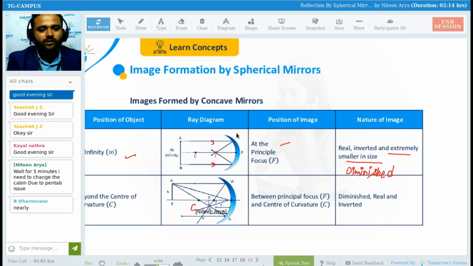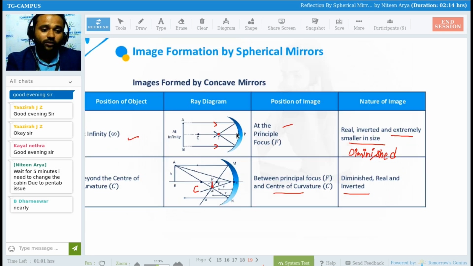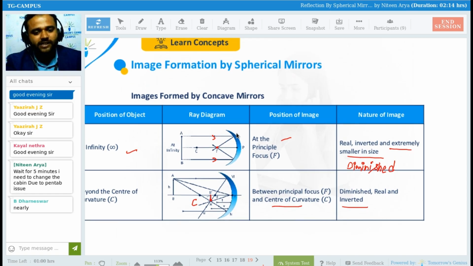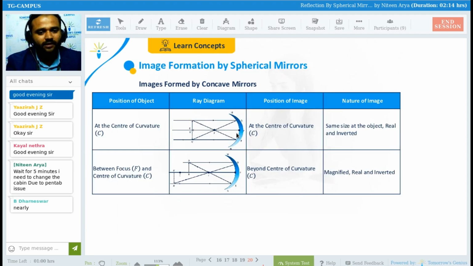Now, if we move our object towards the mirror, as I can put it, a little bit beyond the center of curvature, then in between center of curvature and focus, I get my image. Between principal focus and center of curvature, diminished, real and inverted. These all cases are already done in class 10, so I can skip a little bit early. Skip a little bit means I can give you this way and then switch to the main thing.